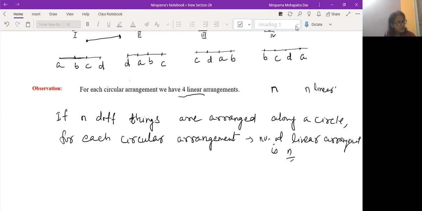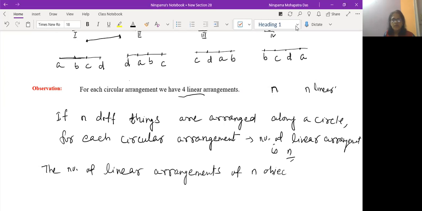So from here, what we can conclude, the number of linear arrangements of n objects equal to what? That will be n into number of circular arrangements. Is the point clear?